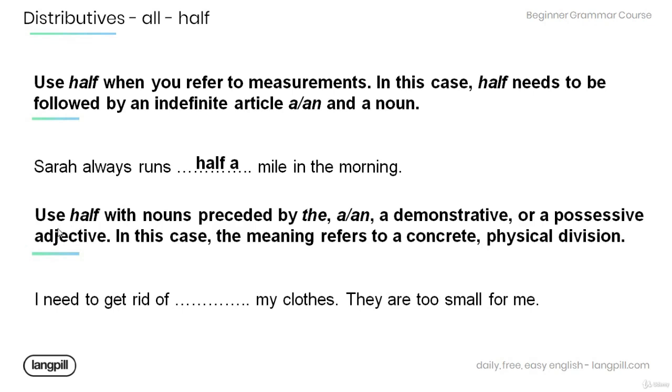And note that we use half with nouns preceded by the, a, an, a demonstrative, or a possessive adjective. Now, in this case, the meaning refers to a concrete, physical division. Have a look at the sentence over here. Fill in the gap using the appropriate distributive. I need to get rid of half of my clothes. They are too small for me.